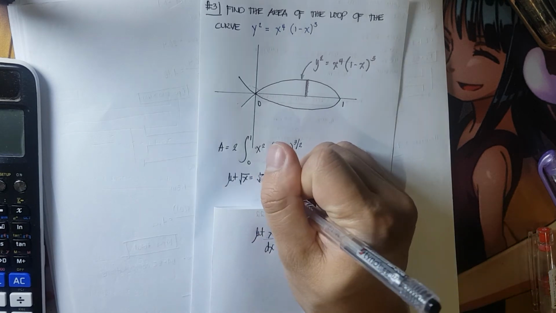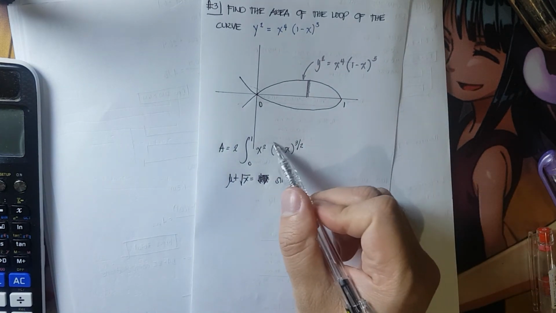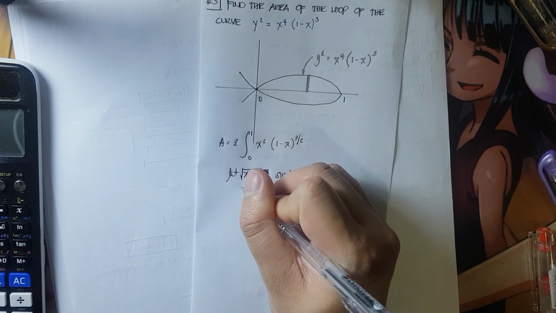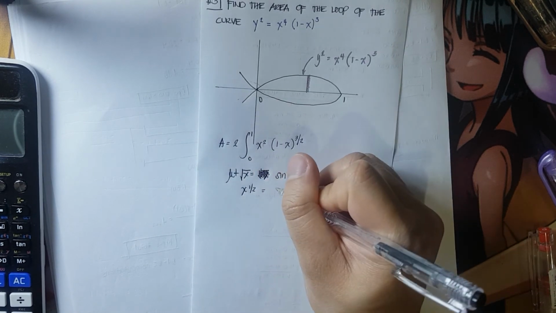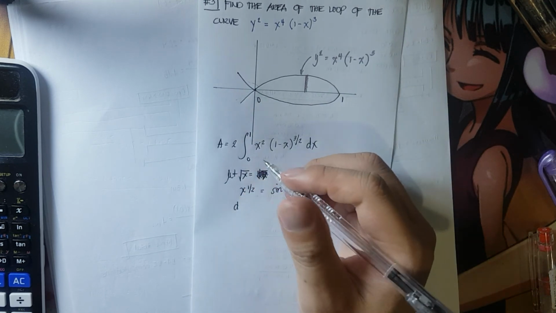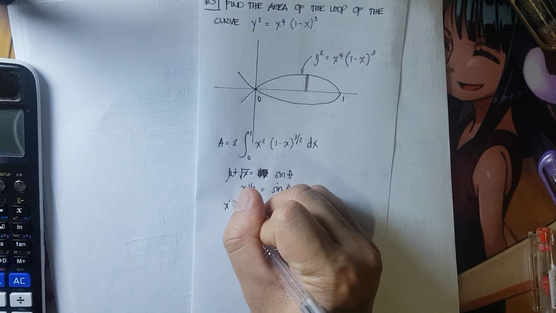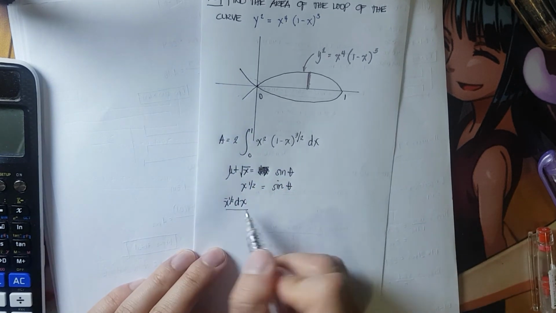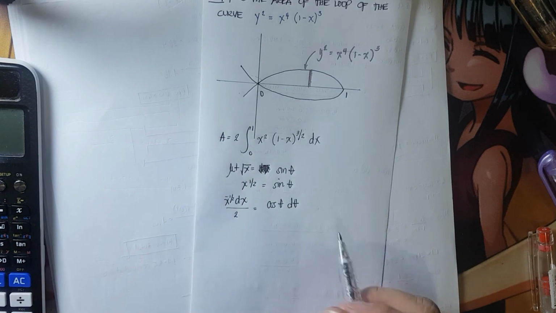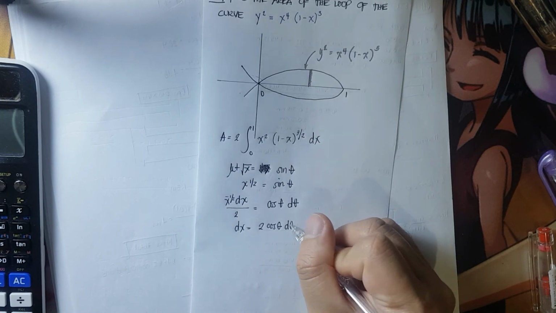But if we use the square root of x equivalent to sine theta, then pwede tayo makahanap ng trigonometric function later on for this one. Okay? So rewriting that, it is x raised to 1/2 is equivalent to sine theta. Okay? So the derivative of x, that is x raised to negative 1/2 over 2, is equivalent to cosine theta d theta. So cross multiplying, we will be left with dx.